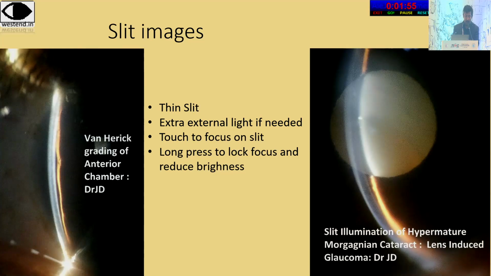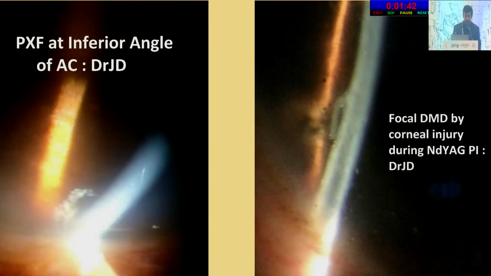So, slit, long press, adjust the brightness up and down. Long press on the point of focus. So you long press exactly here, okay, and then up and down. So that is some Morgagnian sunken nucleus that was there. Pseudo exfoliation at the angle. Again, this is overexposed, so brightness should have been reduced.